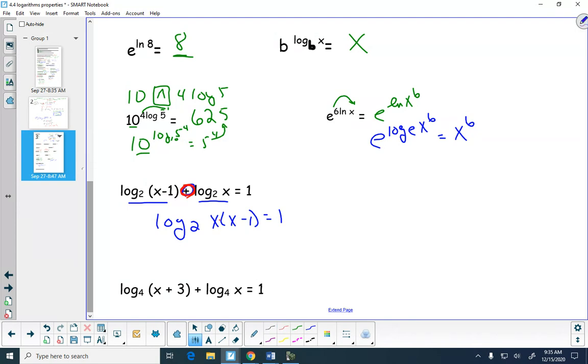Now let's use our properties of logarithms. Here's my base, here's my exponent, here's my value. Those take our base to our exponent equal to our value.